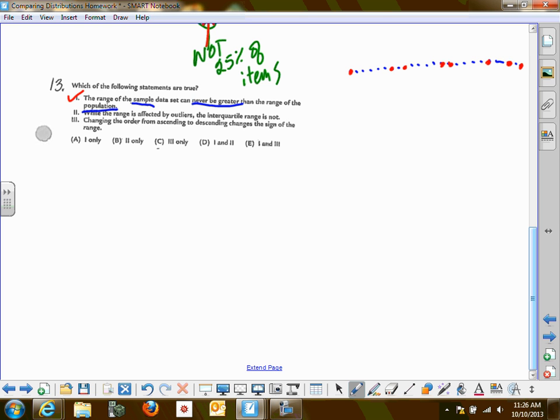Number 2: while the range is affected by outliers. I want to ask you, is range affected by outliers? If you have data from 15 to 100, what happens if I change the top one to an outlier, to actually 150? That's an outlier. Has it changed the range? Yes. Outliers directly affect range. So while the range is affected by outliers, it is.